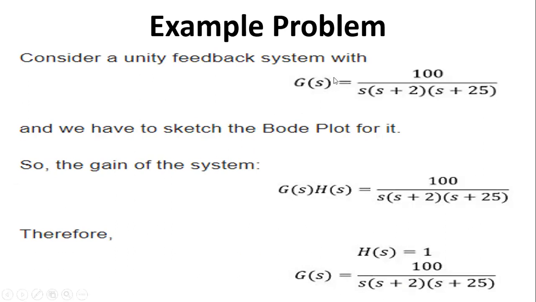Consider a unity feedback system, G of s is equal to 100 by s into (s plus 2) into (s plus 25), and we have to sketch the Bode plot for it. So the gain of the system is G of s into H of s, and we are taking unity feedback, so H of s is equal to 1. So G of s into H of s is equal to 100 by s into (s plus 2) into (s plus 25).